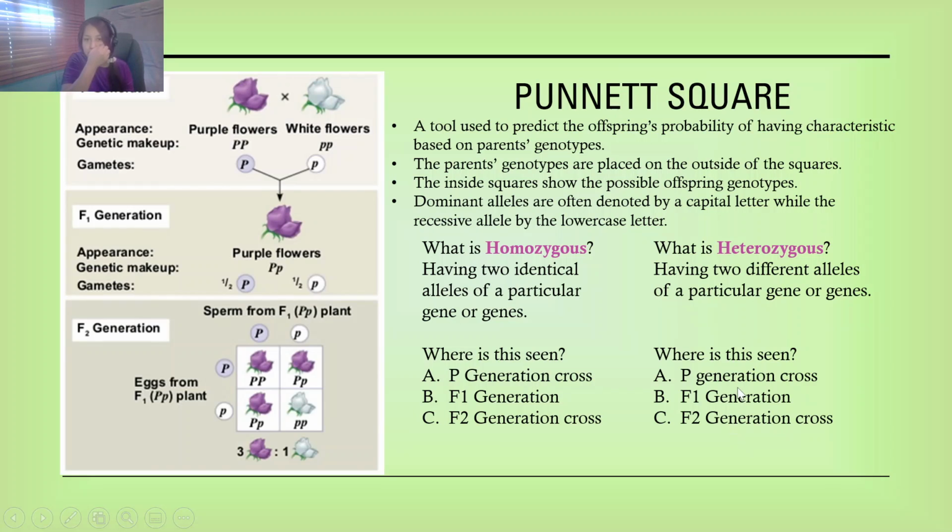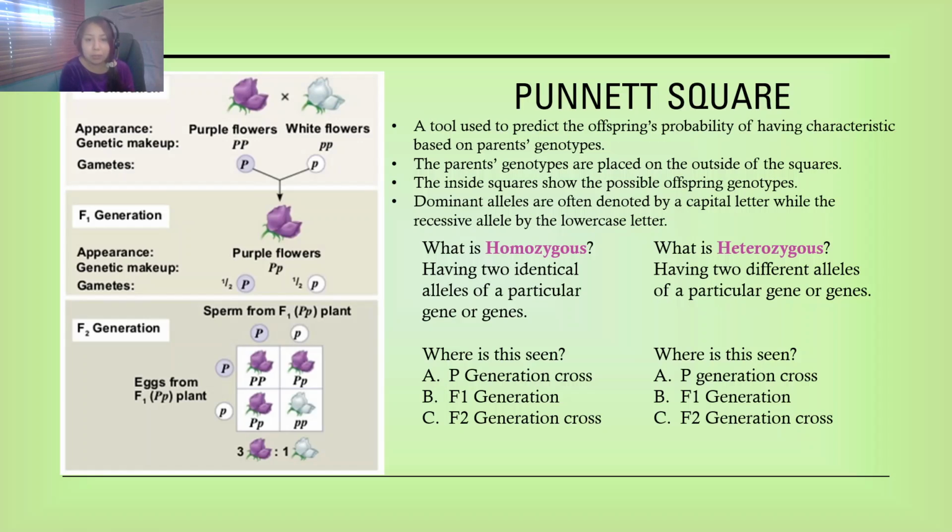So to help us out, we use a Punnett square. So this is a great tool to predict the offspring's probability of having a characteristic based on the parent's genotypes. And for the setup, the parent's genotypes are placed on the outside of the square, while in the inside of the square we see the possible offspring genotypes. Dominant alleles are often denoted by a capital letter, while a recessive allele by a lowercase.